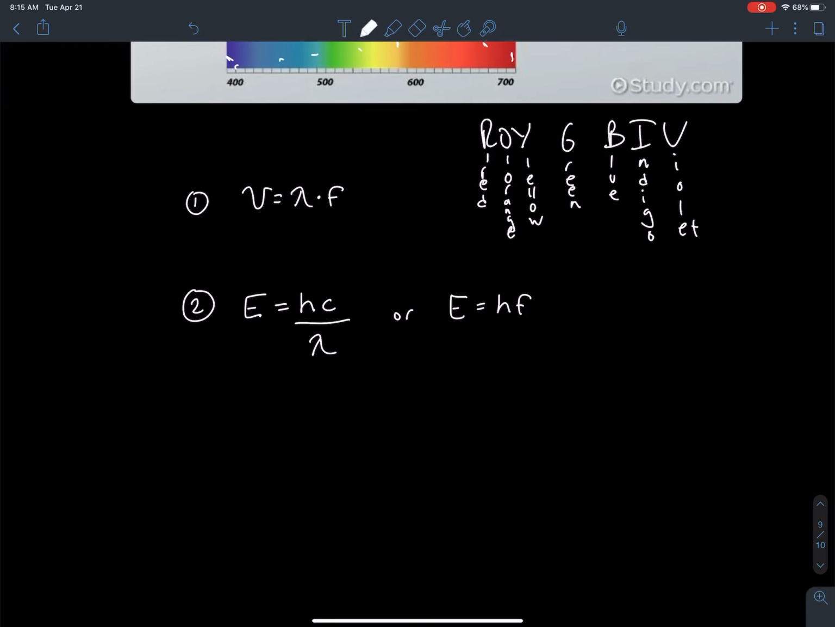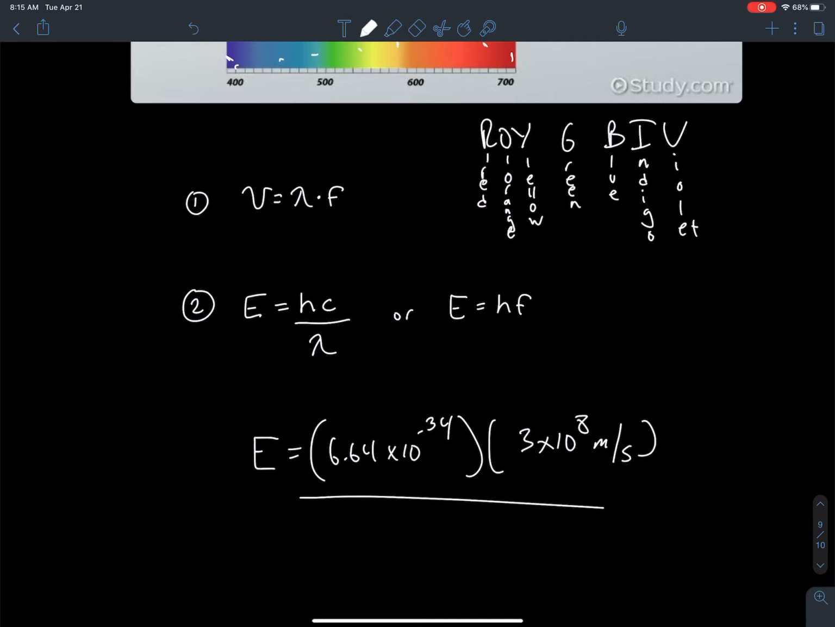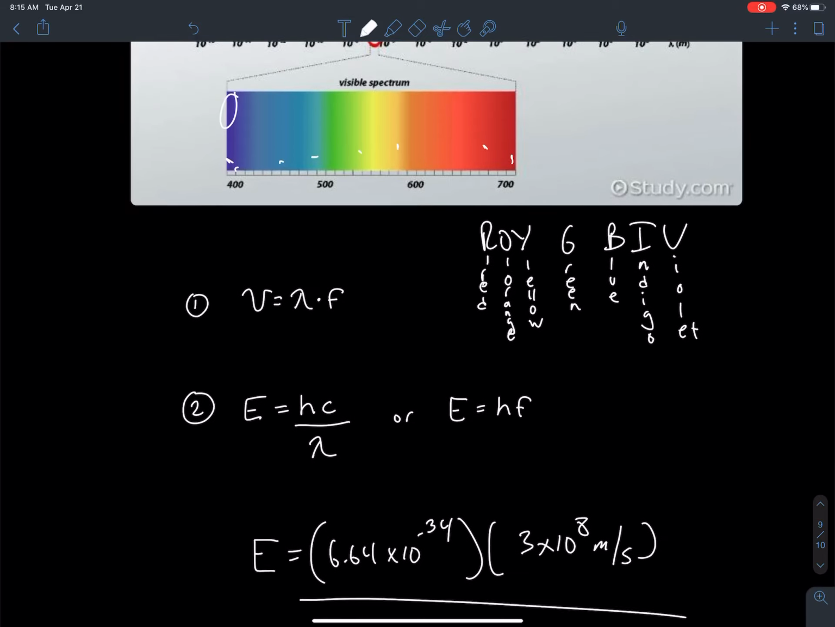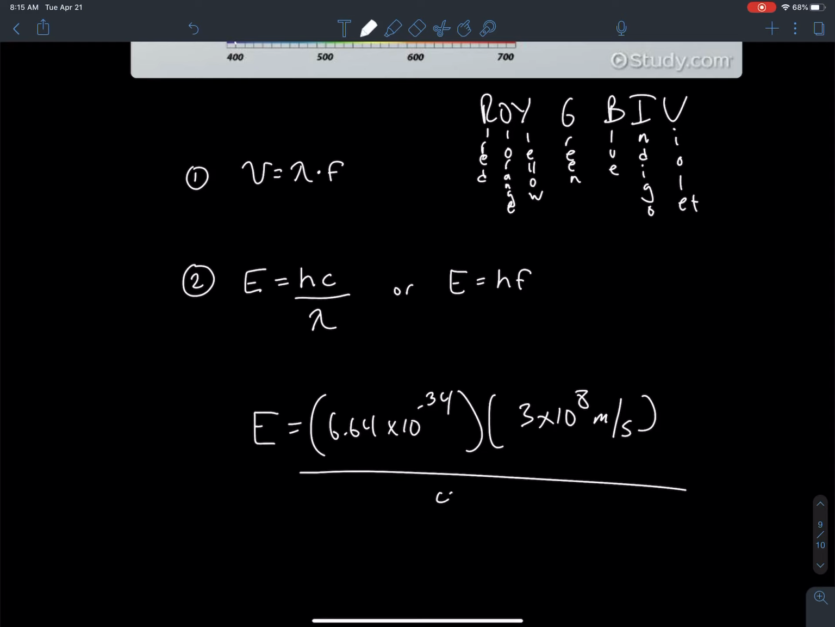All right. And then how to calculate the energy of wavelengths of light. The energy is equal to Planck's constant, which is 6.64 times 10 to the minus 34, times 3 times 10 to the 8 meters per second, divided by the wavelength, whatever the wavelength is. So let's just say wavelength is 400 times 10 to the minus 9 meters. If I put that together, I'd be able to calculate the energy in joules.